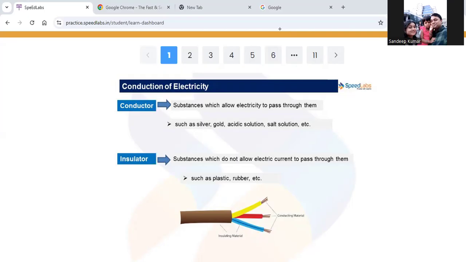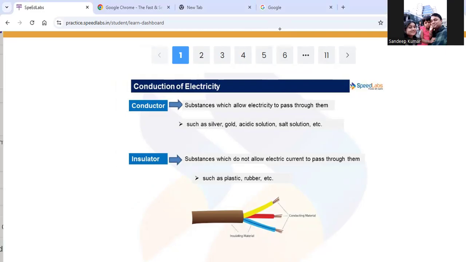Conduction of electricity. We can classify the materials into two types. One is conductor, other is insulator. Substances which allow electric current to pass through them are called conductors, such as silver, gold. Acidic solutions and salt solutions will actually come under electrolytes. They are conducting, but they are liquid. The liquids which conduct electricity are called electrolytes. But solid substances are generally called conductors. Even liquid solutions are also conductors.